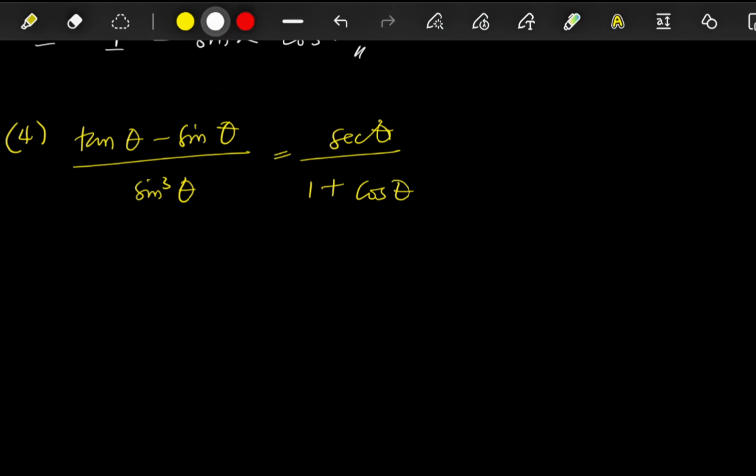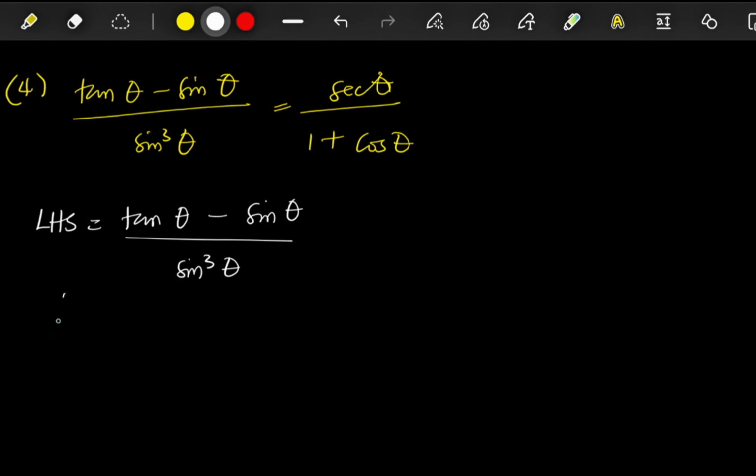So this is the final question your teacher will set on that next trigonometry test. Okay, you're going to start with the left hand side here. You want to prove that this is equal to this. So here we have tan theta minus sine theta over sine cubed theta.